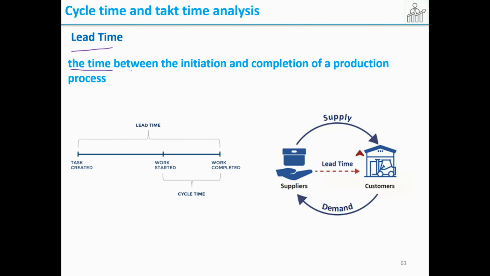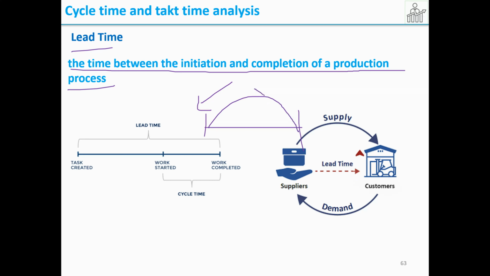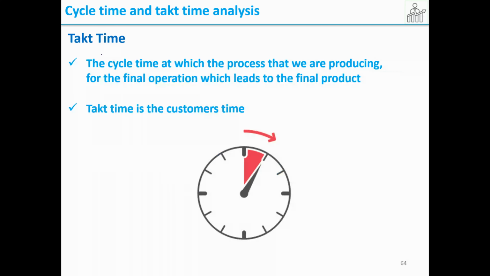Lead time. The time between the initiation and the completion of a production process is called lead time. So the customer has given an order to you. From that time, when you are going to deliver the entire bulk item to the customer, that entire time is called lead time. Takt time is the cycle time at which the process that we are producing for the final operation, which leads to the final product.